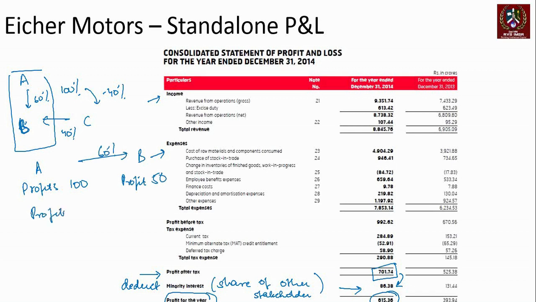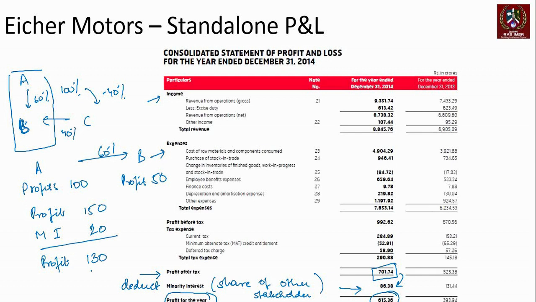First, when you consolidate, you will get profits of 150. From that, you will remove minority interest. It will be 40% of 50, which is 20, and what is left as the final profit for the shareholders of company A is 130. That's how the adjustment for minority interest gets done.